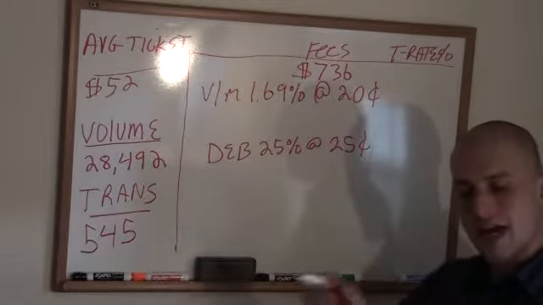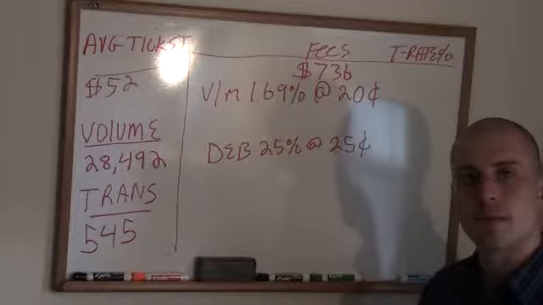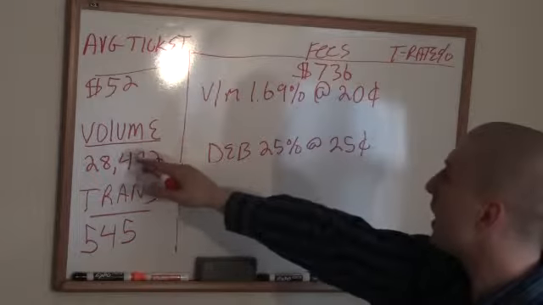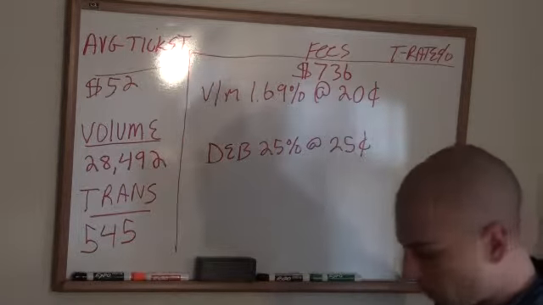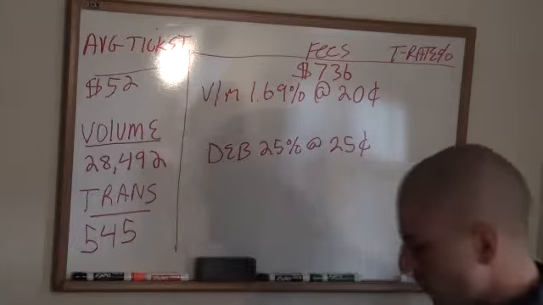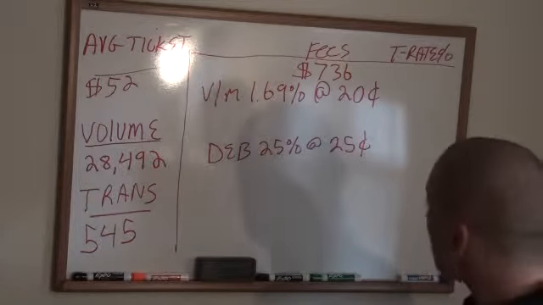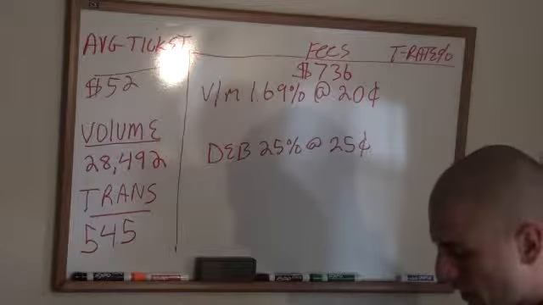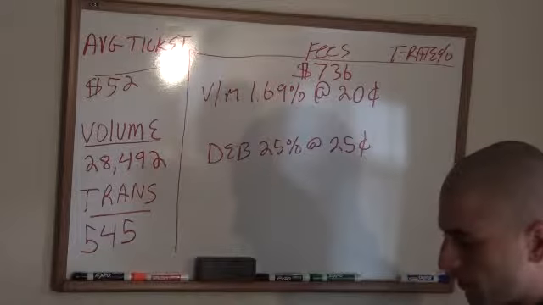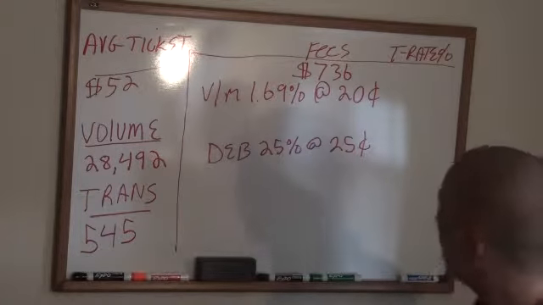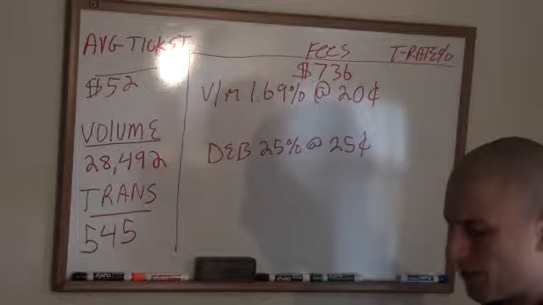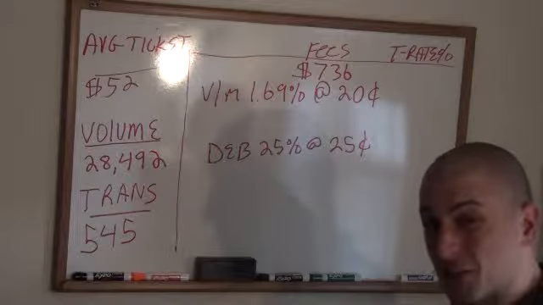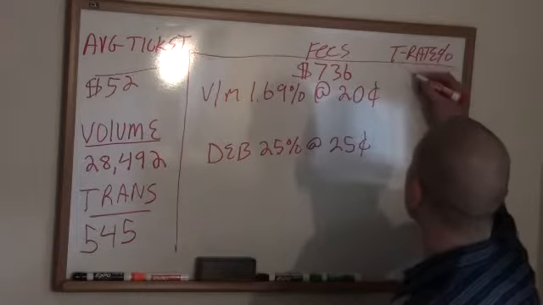So now we need to find the true rate. How do we find the true rate? How do we find their percentage of what they're paying? It's very simple. You take the fees and you divide it by the total volume. So, if we take the fees, $736, and divide it by the volume, $28,492, that equals this guy's true rate. What is his true rate? His true rate is 2.6%. That's pretty high.